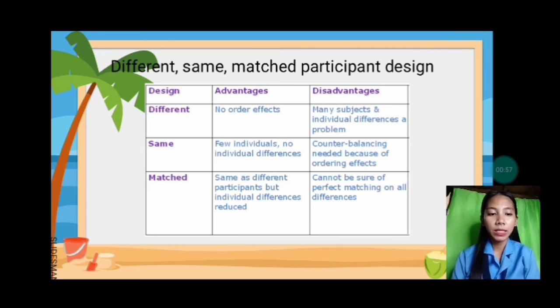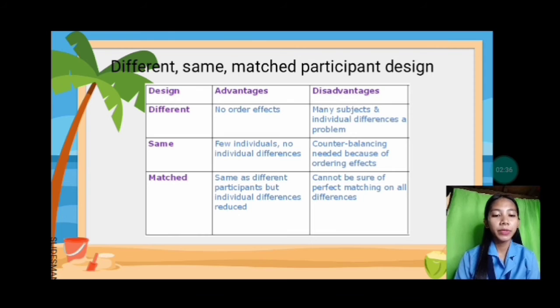An advantage is that there are no ordering or training effects caused by the influence of participants only ever performing under one condition. And the disadvantages: many subjects are needed and individual differences are a problem. In the same participant design, also called within subjects design, all participants perform in all conditions so that only half the number of participants is needed.